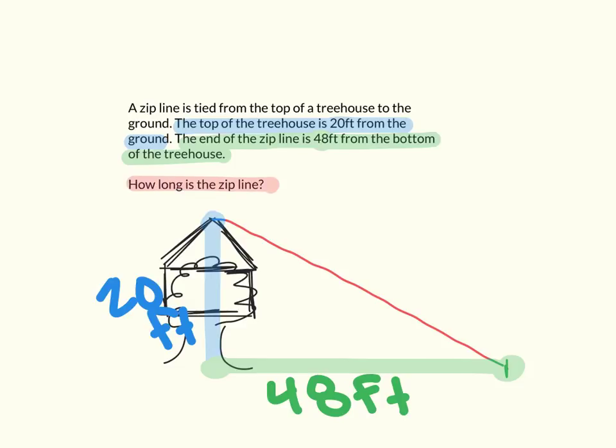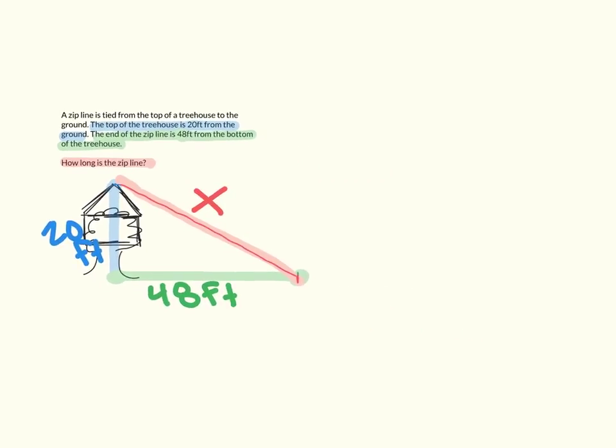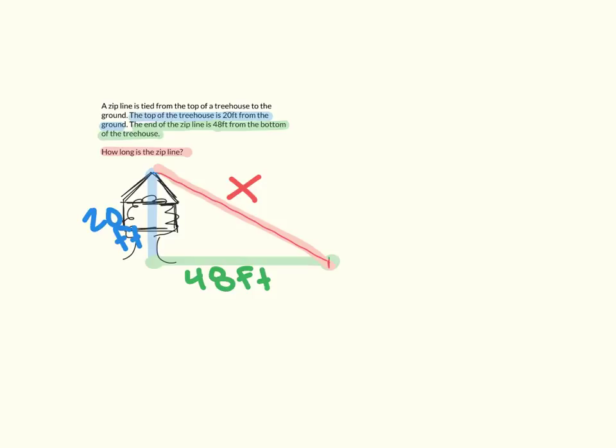Ooh, there's my question, though. How long is the zip line? So here's my zip line. I want to know how long it is. It is my x. All right, let's slide this over here and see if we can figure out this problem. We've got the Pythagorean theorem: leg squared plus leg squared equals the hypotenuse squared.